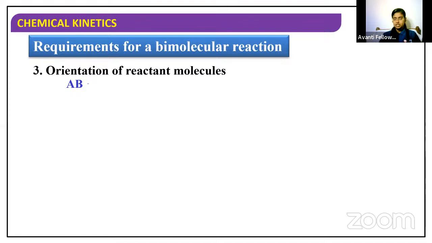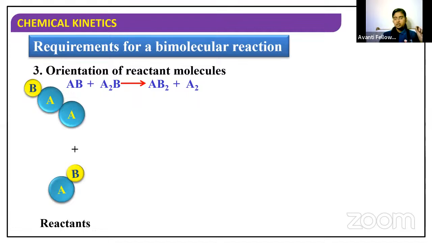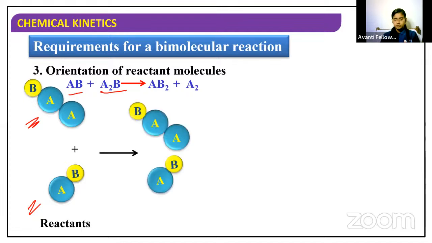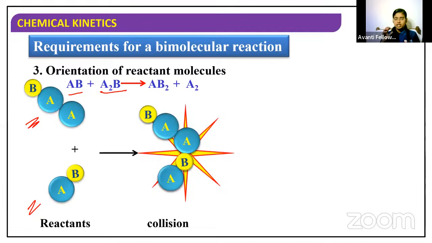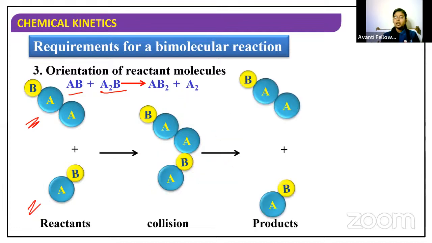So what is orientation? Suppose I take AB plus A2B giving AB2 and A2. So I have two reactants and two products in this reaction. These two are the reactants, A2B and AB. This A2B is the first one and the AB is the second one. They may collide with each other. They may come and get oriented in the same direction. You see here, they are getting oriented in the same direction, and the collision is happening and the product is formed.